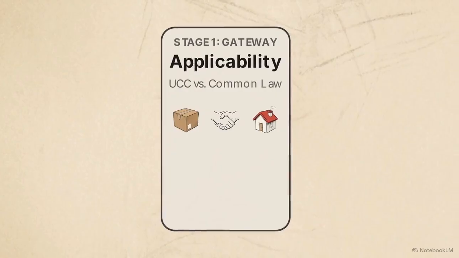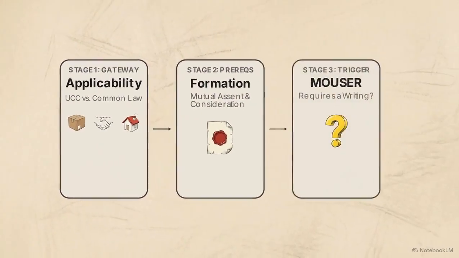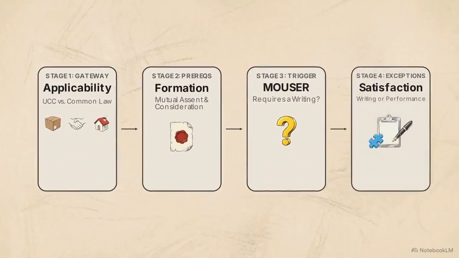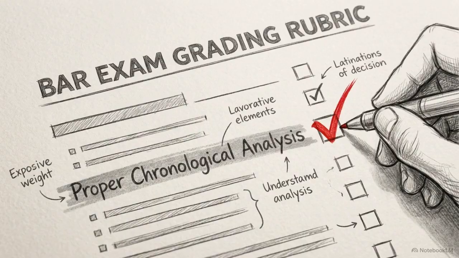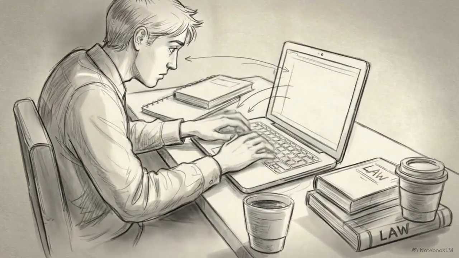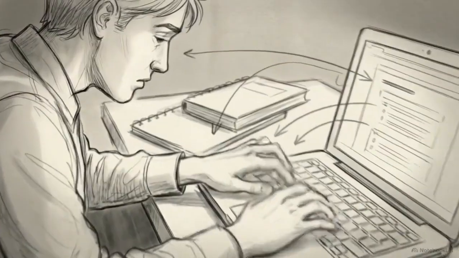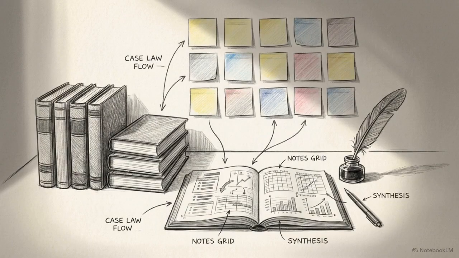Let's review the complete framework shown here. You start by determining law applicability, you establish contract formation, you check the trigger using M.O.U.S.E.R, and you test for satisfaction using P.A.U.S.E. You now have a comprehensive logical flow. This sequence matches the grader's rubric exactly. To lock this in, pull up a practice prompt featuring an oral agreement for goods over $500 and apply this outline right away. Utilizing a systematic outline removes the guesswork and turns complex contract law into a predictable process for securing points.